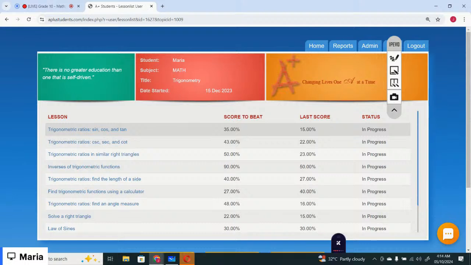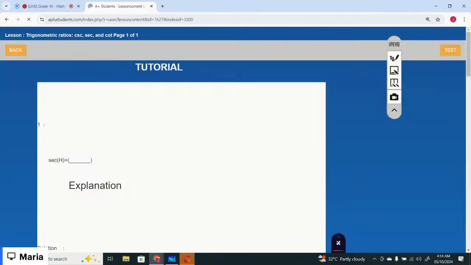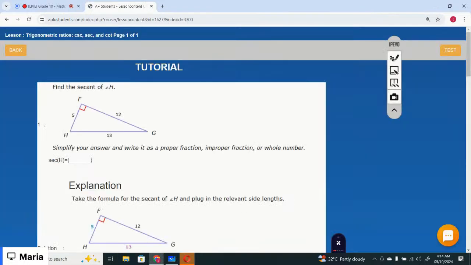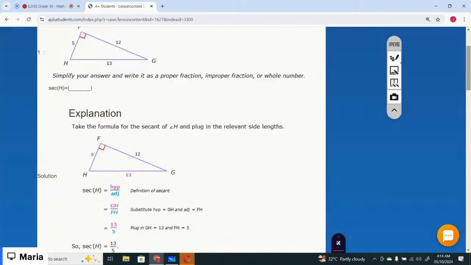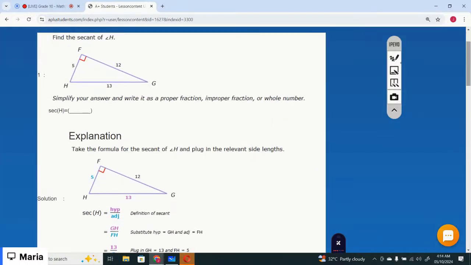The next lesson is trigonometric ratios cosecant, secant, and cot. Cosecant, secant, and cot are the inverse trigonometric ratios of sine, cos, and tan, right? So, start with the first example, that is find the secant of angle h.